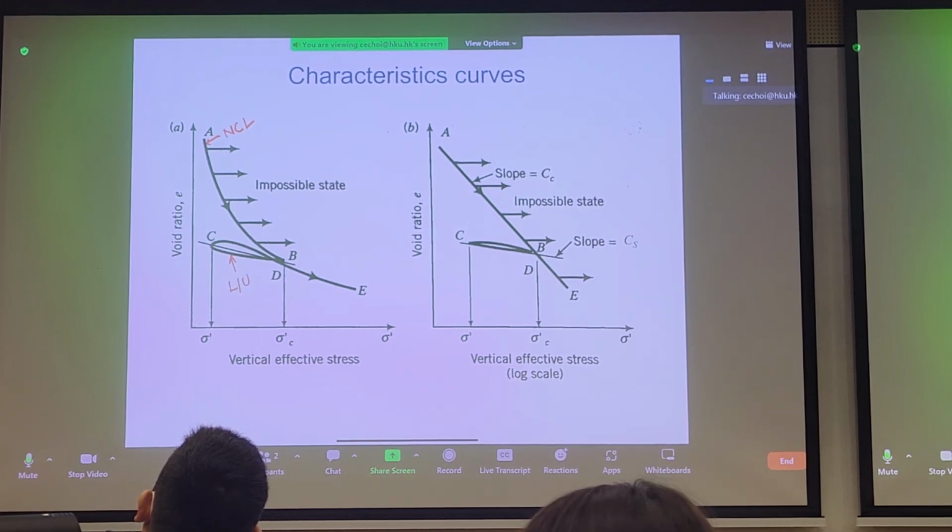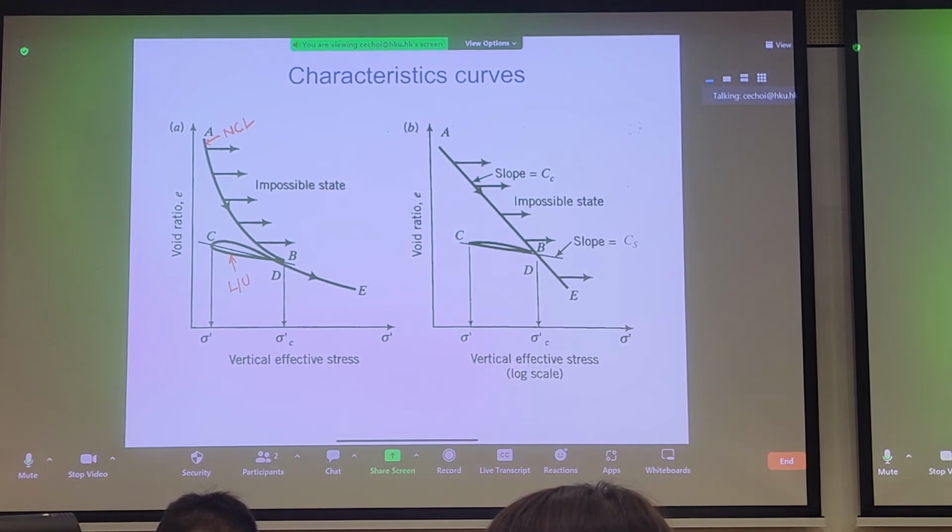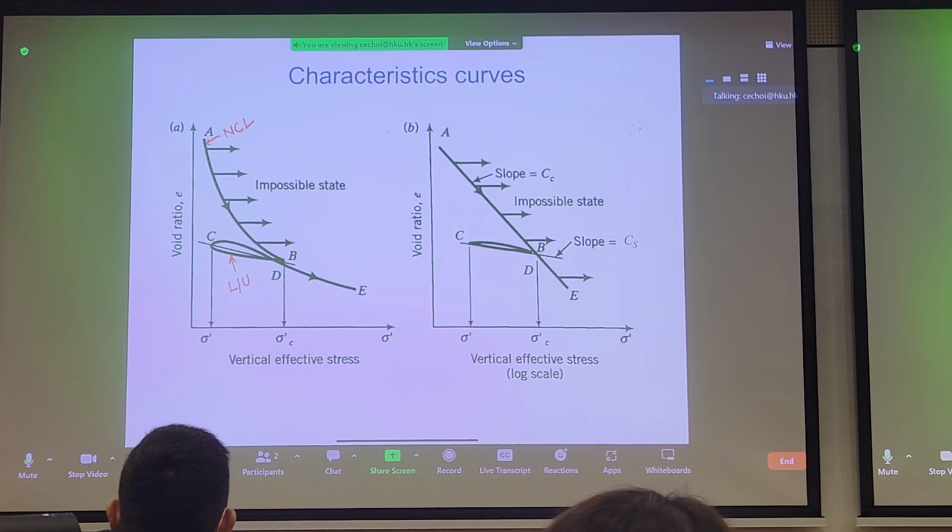Anything on the NCL line is virgin compression. Anything to the right of the NCL line is not a feasible or possible state. So your stress level should be on the line, because it's the maximum stress level in your history, the virgin compression line, or you can have an unloading stress level to the left of the NCL line.